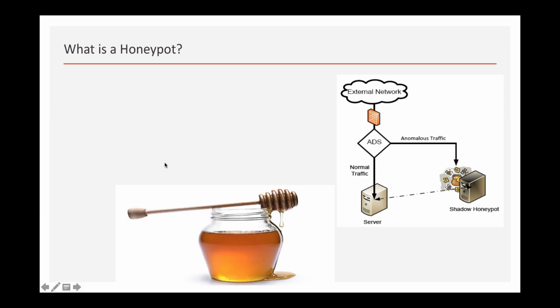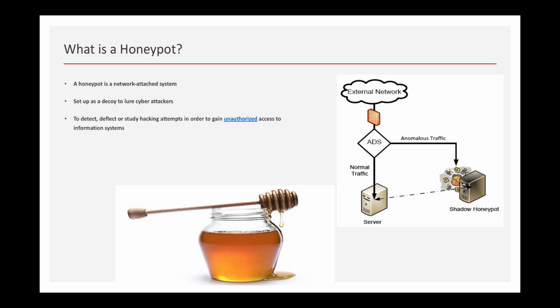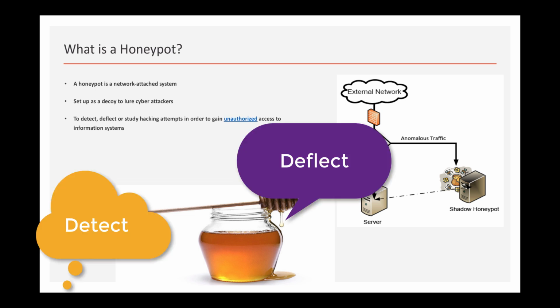So to begin, we have to start by defining what a honeypot is. A honeypot is a network attached system. It's usually set up as a decoy to lure attackers to our system. Usually, we want to be able to detect or deflect or otherwise just study hacking attempts.